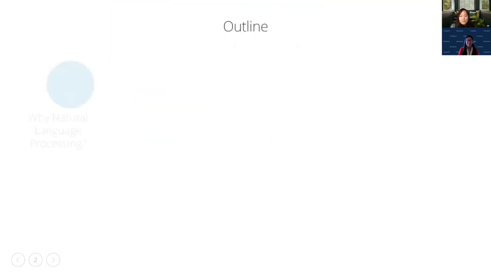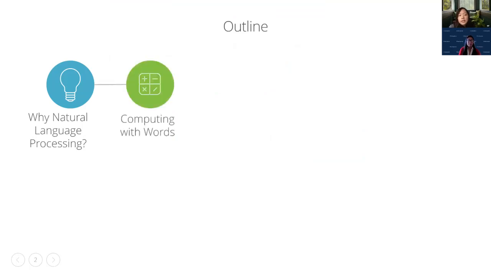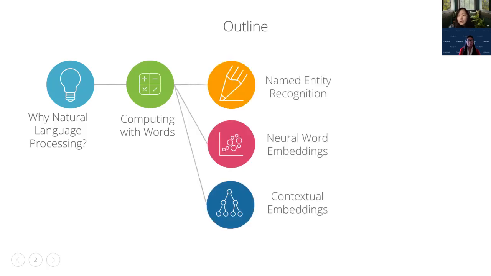Okay. So just a little bit of an outline for what I'm going to talk about today. I'll start with a little background about natural language processing and electronic health records. I'll try and go over a few different methods of computing with words, including named entity recognition, neural word embeddings, contextual embeddings, and then I'll just end with a couple of conclusions.